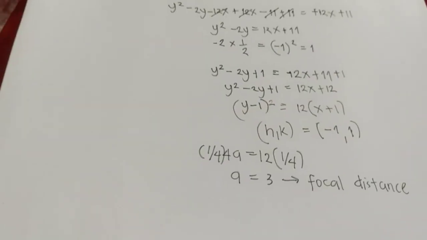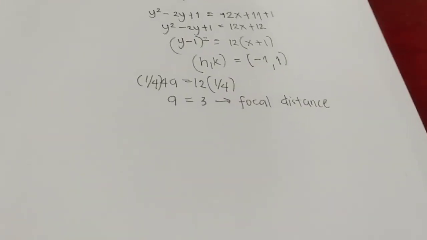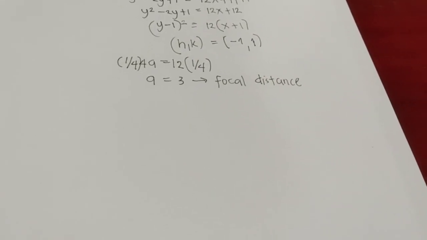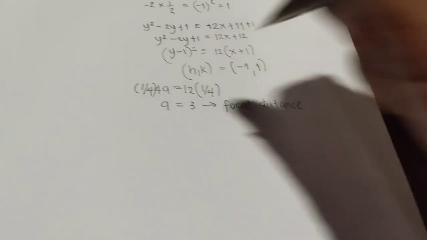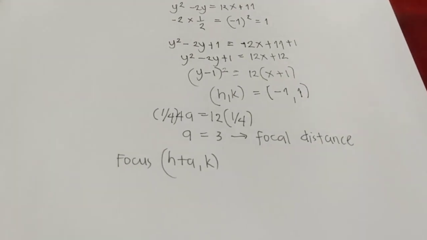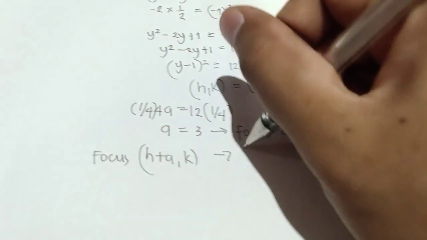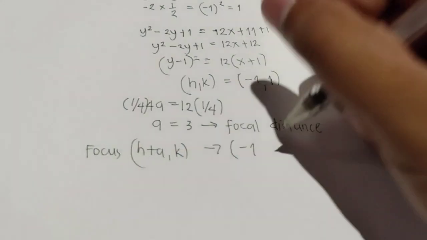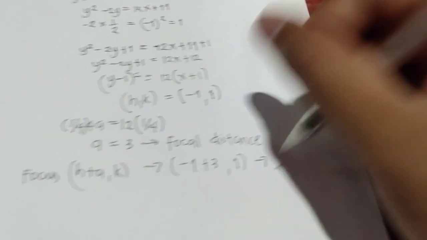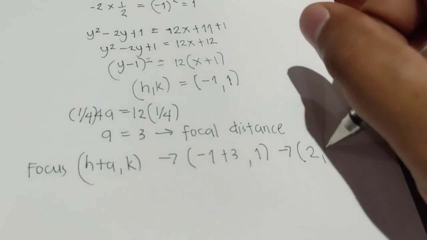After that, we need to find the focus of the parabola. The focus of the parabola that opens to the right is equal to (h plus a, k). So our h here is negative 1, plus a, which is 3, comma, 1. So the focus of the parabola is (2, 1).